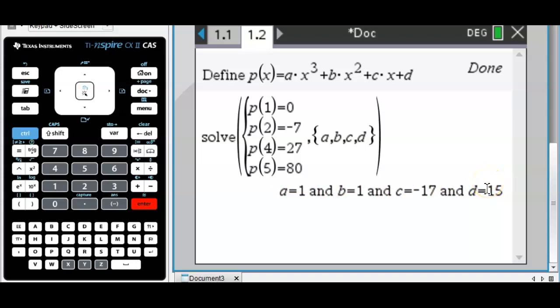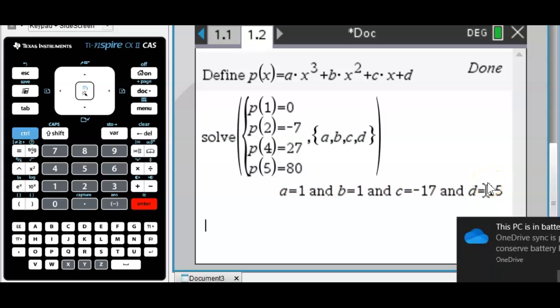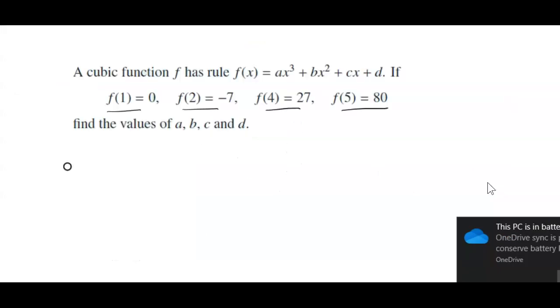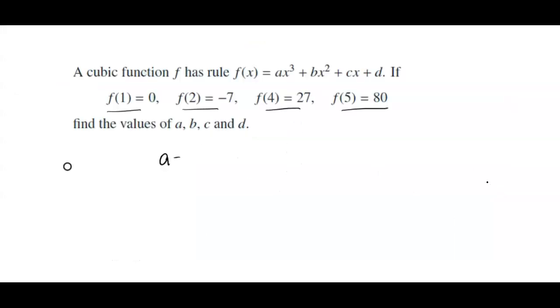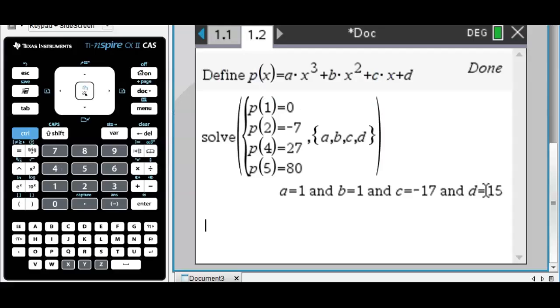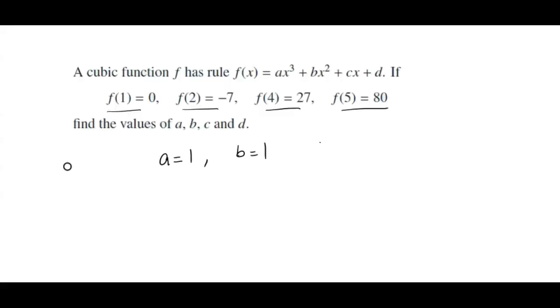Alright, so I'm going to go back to the document that I was using. Solving using the CAS calculator, I get the value for A is 1, B is 1, the value for C is -17, and the value for D is 15. So I'm going to rewrite the function with the values. So f of x is going to be equal to x cubed plus x squared minus 17x plus 15.